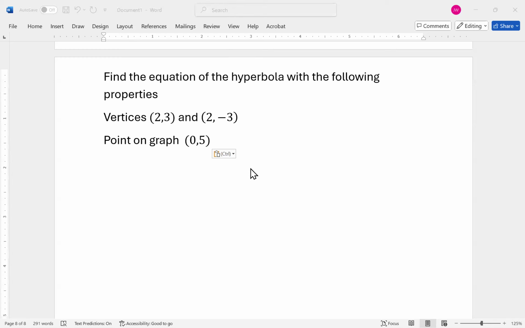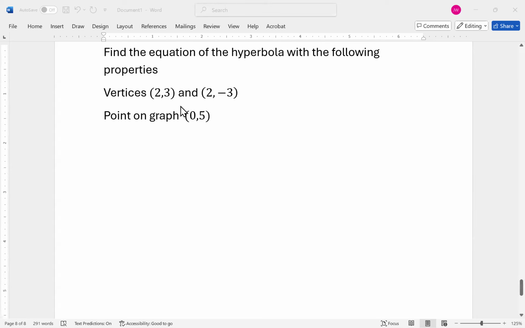This is the first example where we've used a point on the graph to help find the equation of that graph. We'll see how that is done in this example. Before I start using the point on the graph, though, it's important to say we're looking at vertices which are (2, 3) and (2, -3). So the vertices are vertically aligned, and that means that the hyperbola is going to point up and down.